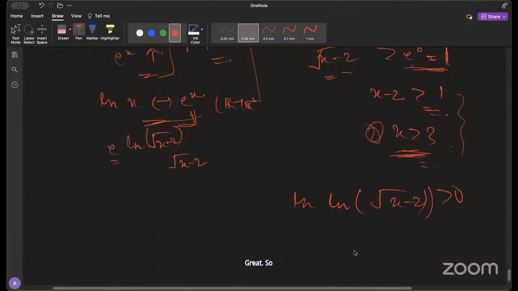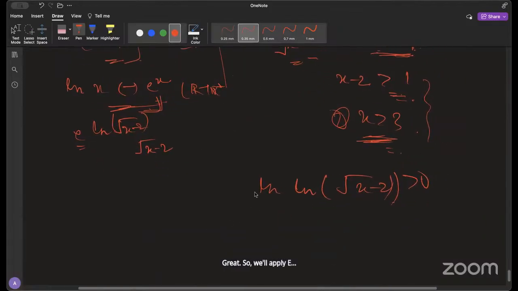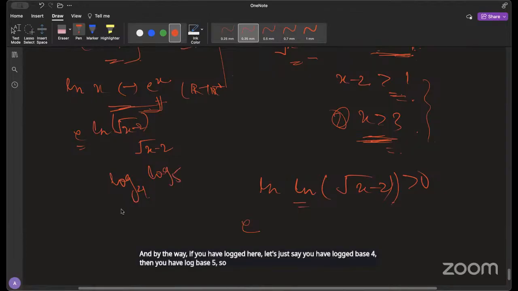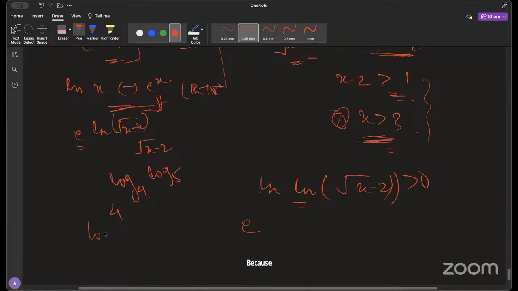So we'll apply the e function. We'll raise this to the power e. And by the way, if you have log here, let's just say you have log base 4, then you raise it to the power 4, because log base 4 is the inverse of this thing. So if instead you have a log base 4, then you will raise this to the power 4. Is that okay?